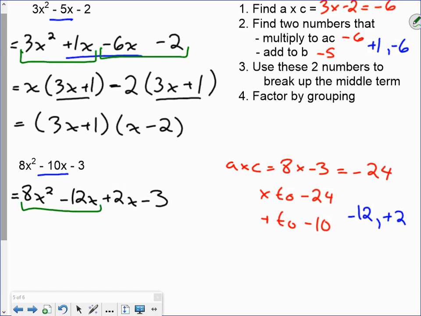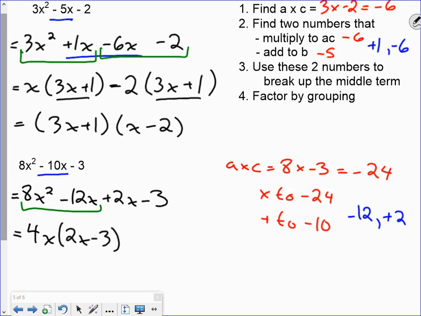Group our first two terms together. What is common between those first two terms? We're going to look at both the numbers and the variables. For our numbers, 8 and 12 are both divisible by 4. We've got an x squared and an x, so we can factor out an x as the lowest power. That's going to leave us with a 2x and a negative 3. 4x times negative 3 gives me negative 12x. 4x times 2x gives me 8x squared.